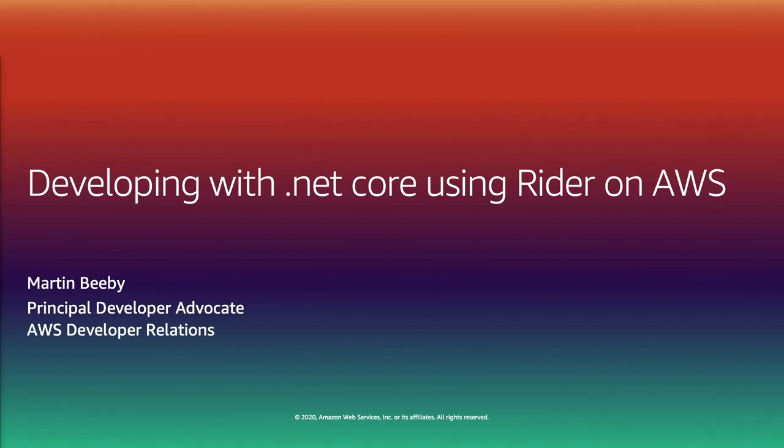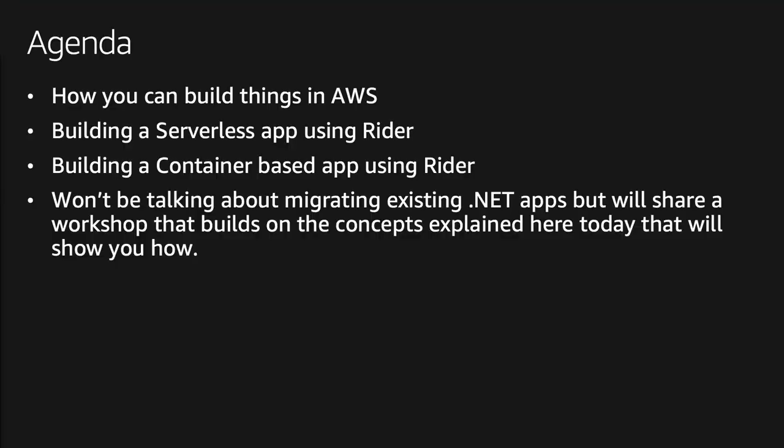Today we're going to be covering three main things, really. So how you can build things in AWS. We're going to look at the different ways in which you can build infrastructure in AWS. Obviously, we're going to be focusing very much on Rider, but I want to give you an overview about how you would do it generally, or the other ways that you could do it as well. Then we're going to build a serverless app using Rider. Then we're going to build a container-based app using Rider.